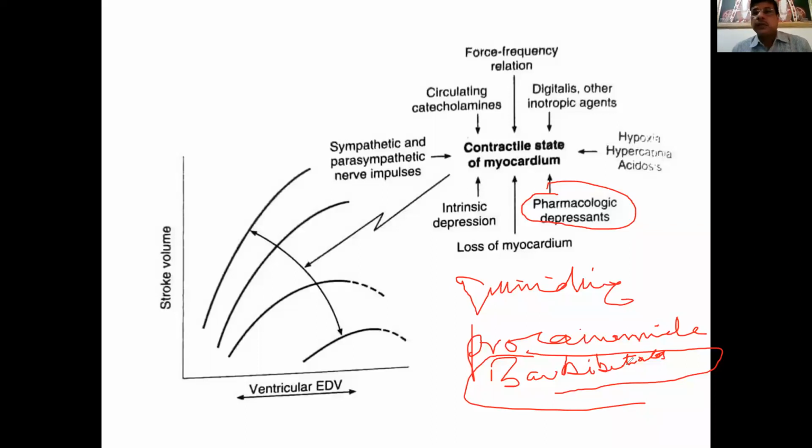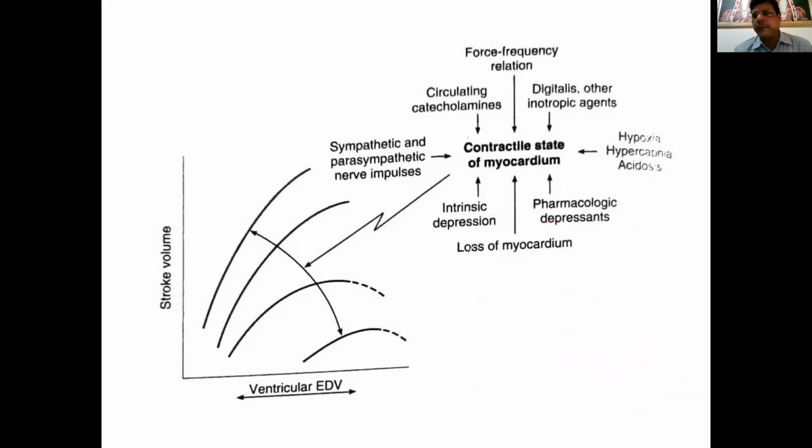Anyway, so moving on. Pharmacological depressants are drugs which we give to treat certain conditions. But unfortunately, one of the side effects these drugs have is that they cause a depression of the myocardium. A few are given here, there may be many more: quinidine, procainamide, and barbiturates. Loss of myocardium. Can anybody tell me when myocardium is lost? Quickly, you should tell me. Simple, common.